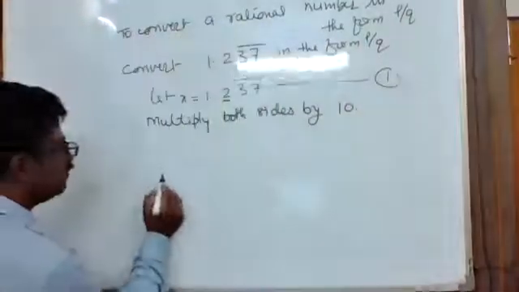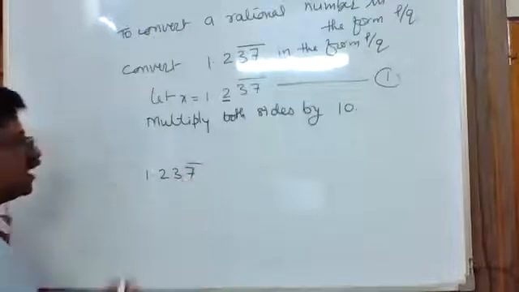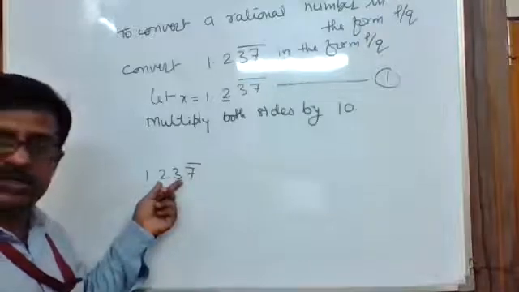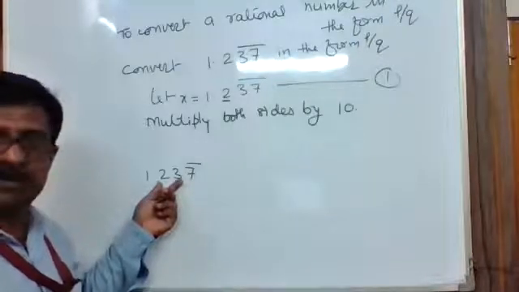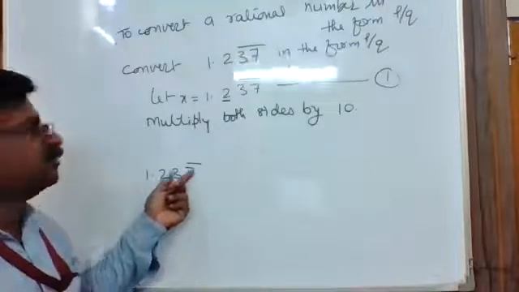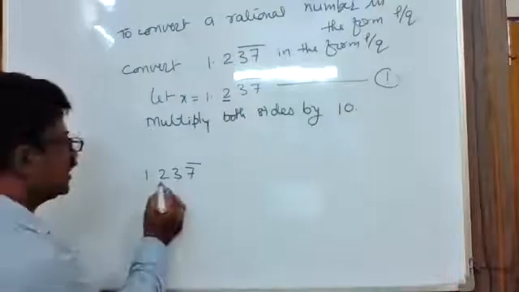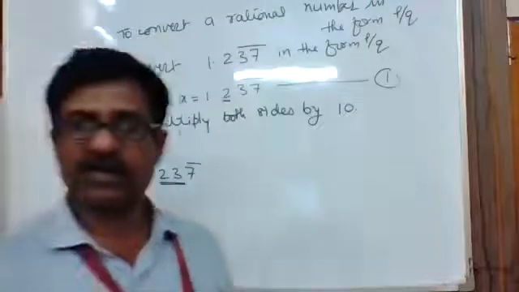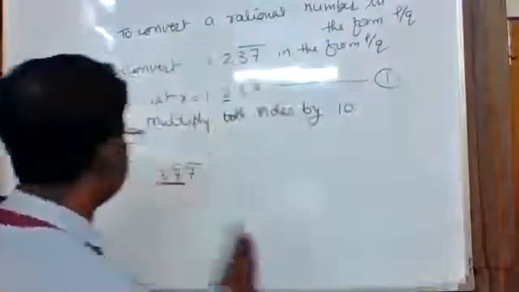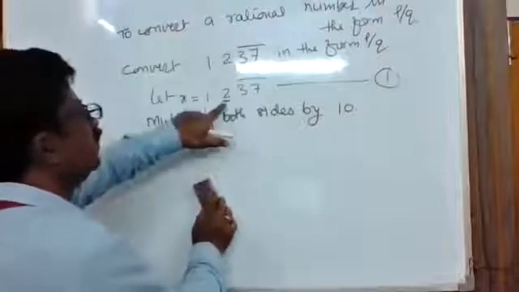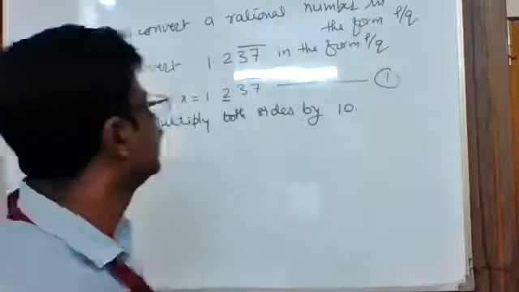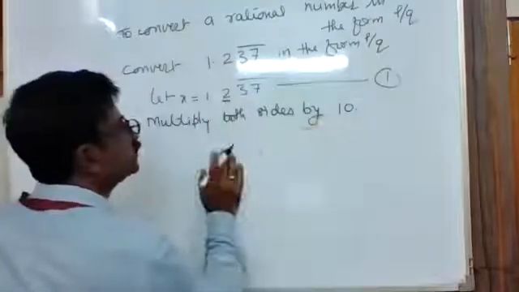If the question had been 1.237 with the bar only over 7, suppose, then there would be two numbers, 2 and 3, which are not having the bar. Therefore, this time we would have multiplied by 100. If there are two digits which are not having the bar, we would have multiplied by 100. But in this particular case, we got only one number, 2, which is not having the bar. Therefore, we are multiplying by 10.